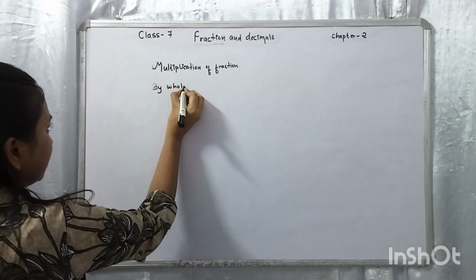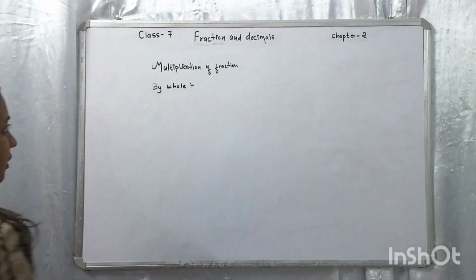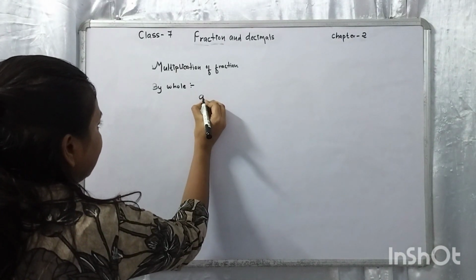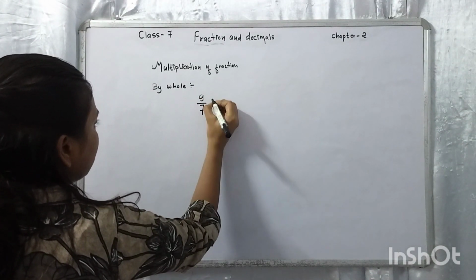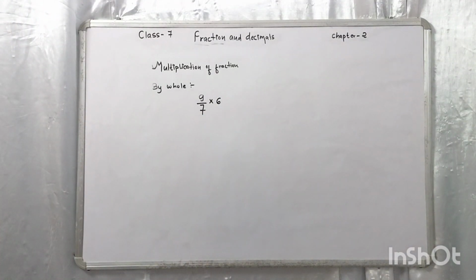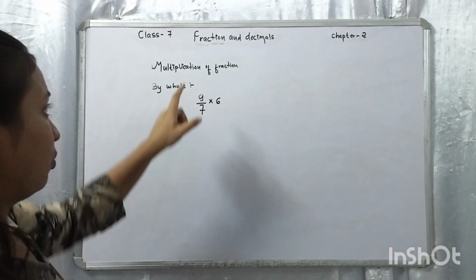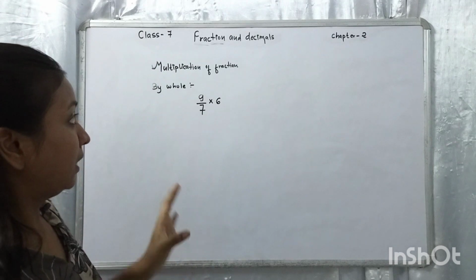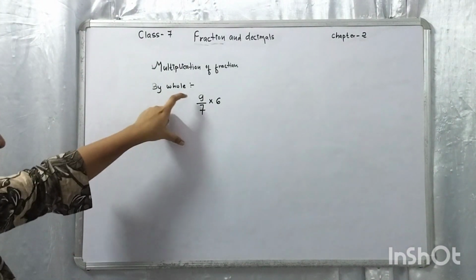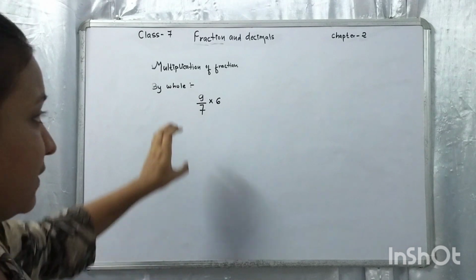Firstly, we will see fraction multiplication by whole number, that is 9 by 7 if you have to multiply this with 6. Now again, just to recap, what is fraction? Fraction is any number which can be expressed in numerator by denominator. So this is a fraction.